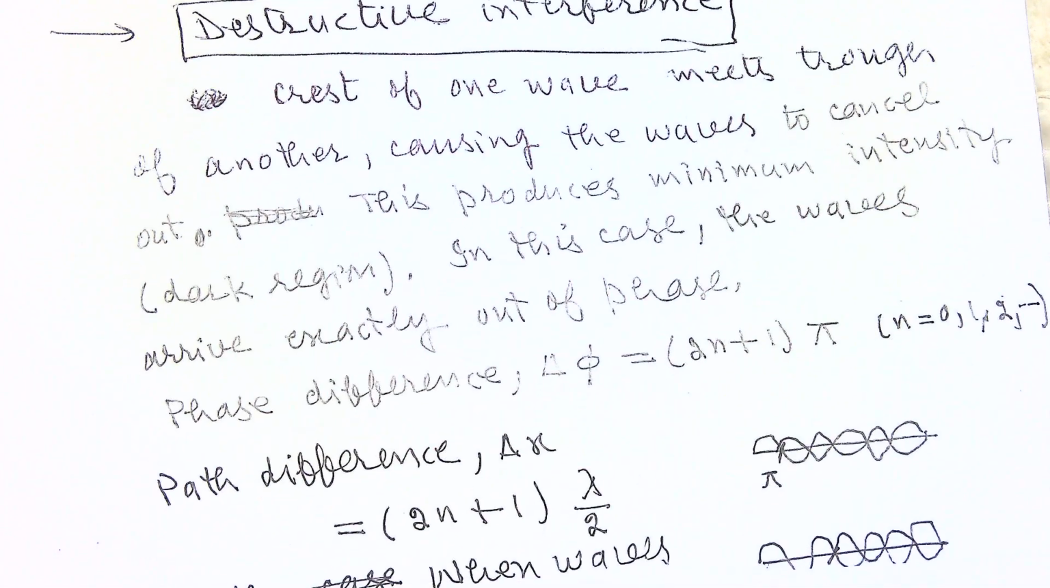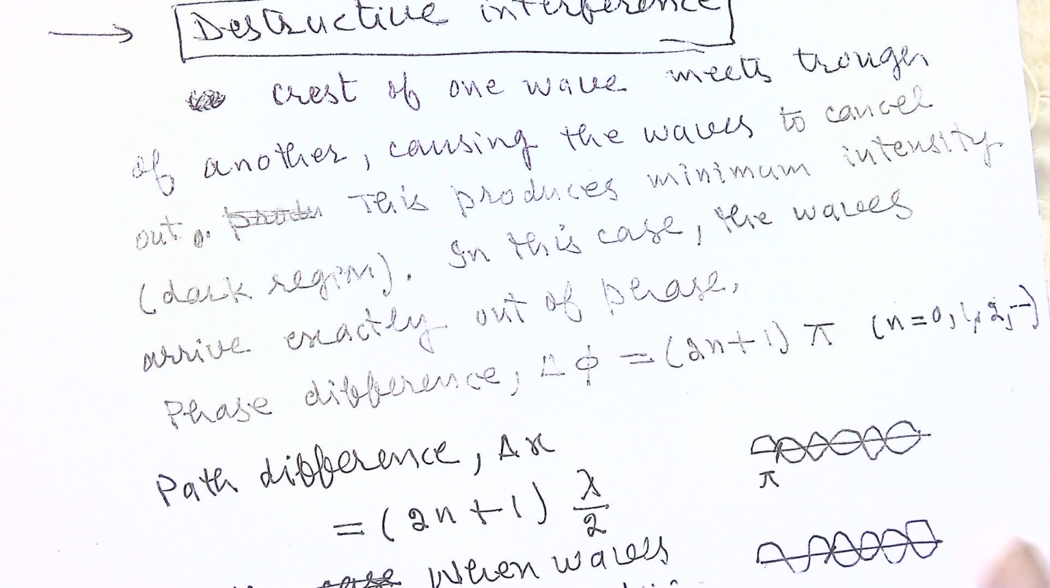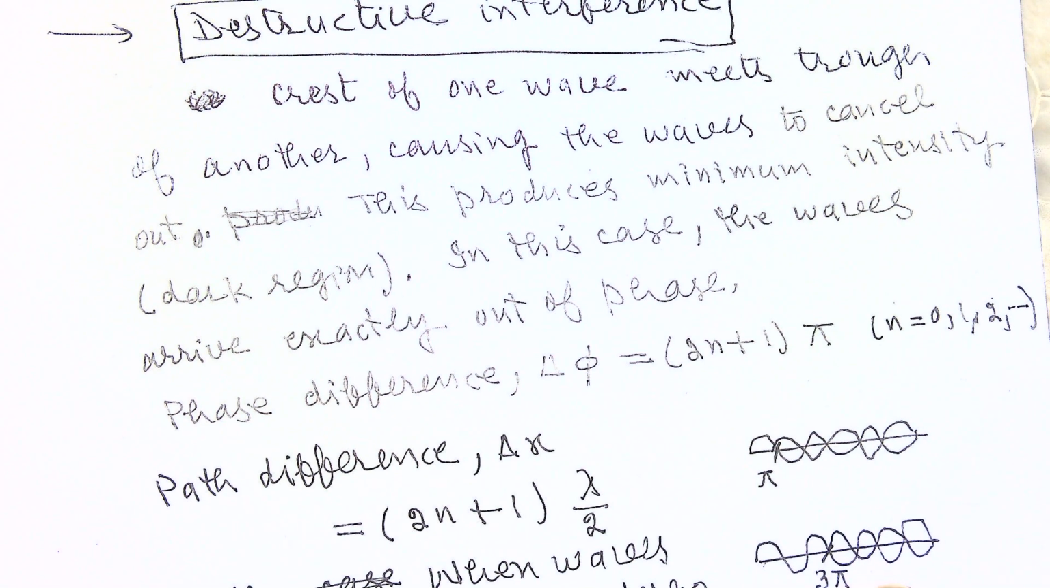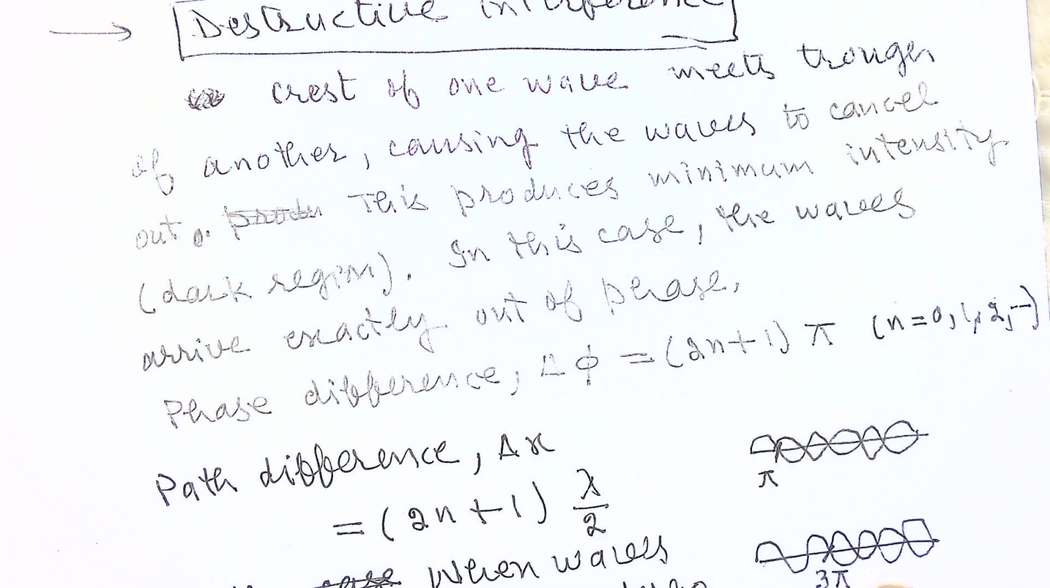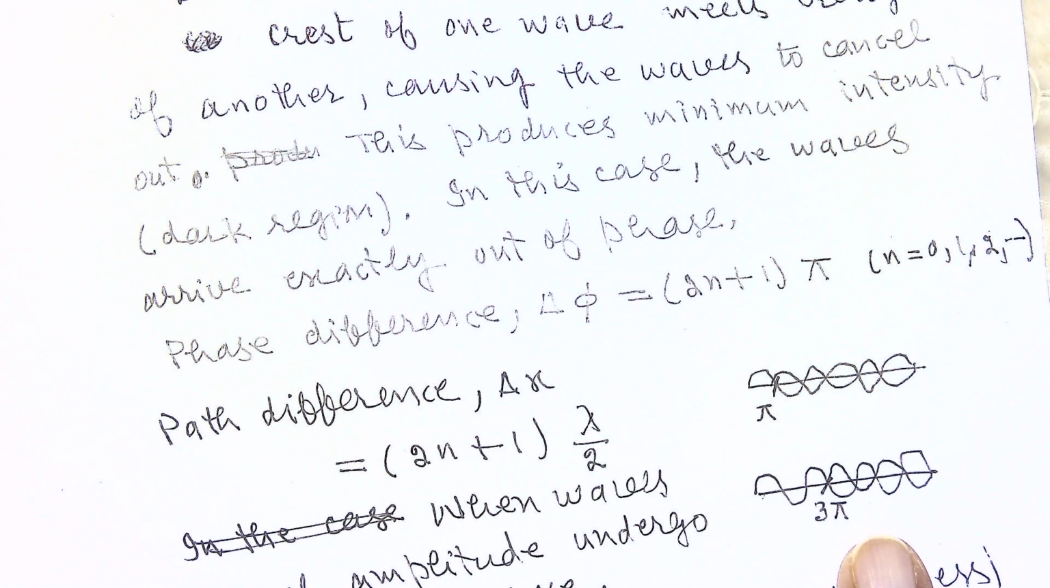Now look at this figure. In this figure, as you can see, the phase difference is pi. That is, the two waves are out of phase. That is why destructive interference is taking place, crest on trough, trough on crest and so on. And now once again, you look at this figure, the phase difference is 3 pi. That means an odd multiple of pi. That means they are out of phase.